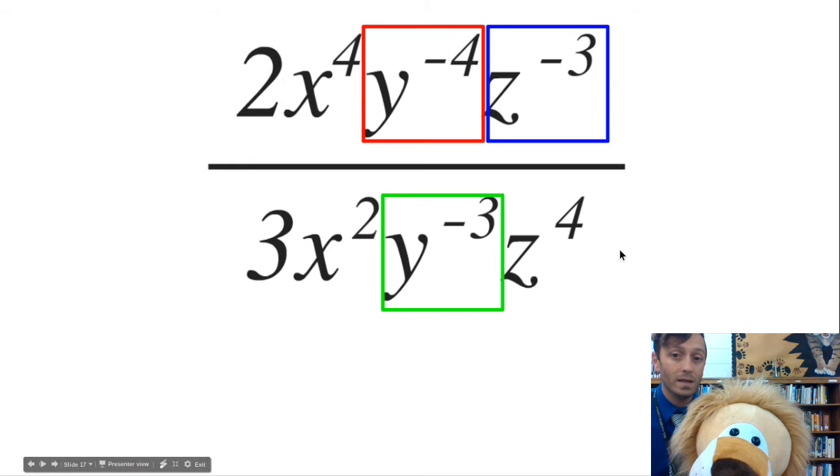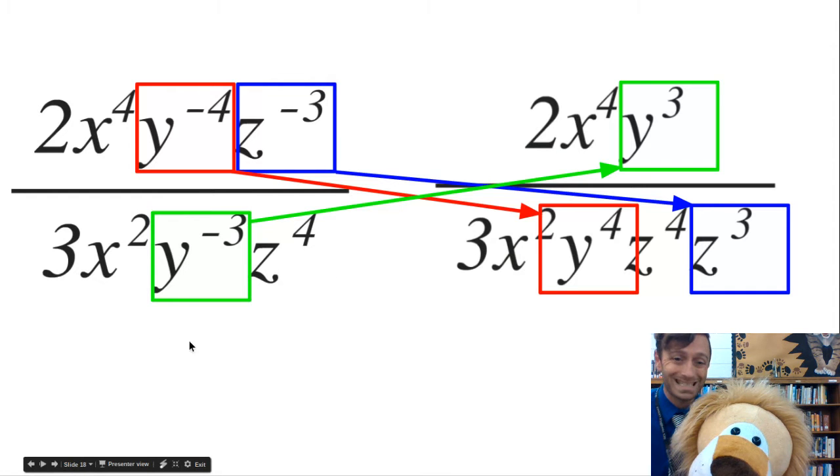Okay, so anytime you have a negative exponent, you can flip it from either the numerator or the denominator to the denominator or numerator. Right? Everything's color-coded, so you can see in this example, my y to the negative third from the denominator goes to the numerator, and my y to the negative fourth and z to the negative third from the numerator flip and go to the denominator and become positive. Right? Anytime we have a negative exponent, you can flip it and make it positive and switch it from the denominator to numerator or numerator to denominator.